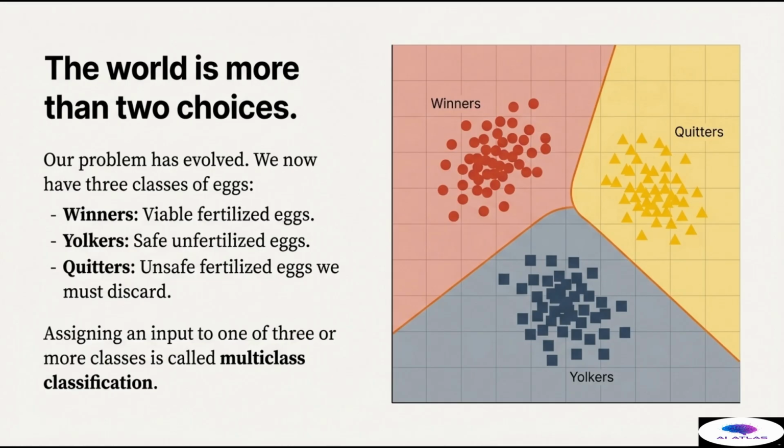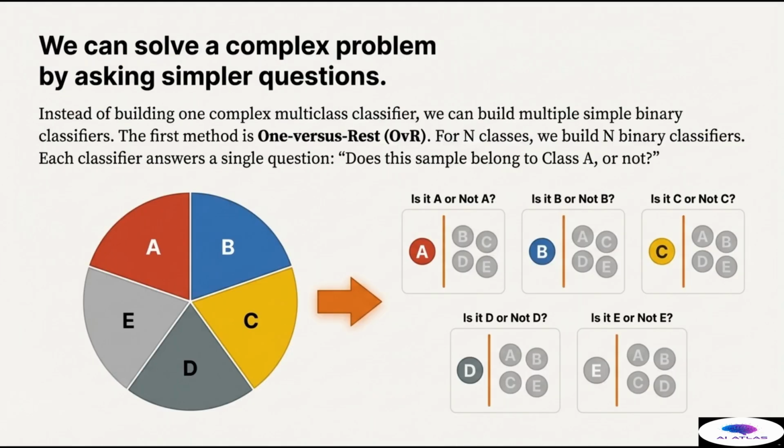Just like in the binary case, the classifier must find a series of decision boundaries that carve up the space into regions corresponding to winners, red, yolkers, blue, and quitters, yellow. This moves us beyond simple yes or no questions to complex, multi-outcome decisions. Solving a multiclass problem directly can be computationally challenging. However, we have elegant ways to solve a complex problem by breaking it down into a series of much simpler questions. One of the primary methods for achieving this is called one versus rest, or OvR. The core idea is simple. For n classes, we build n separate binary classifiers.